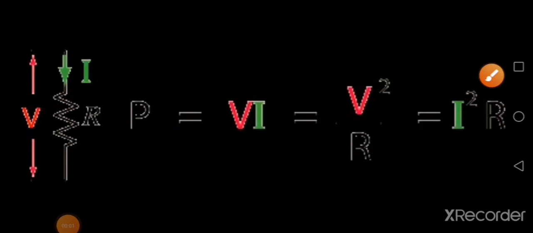Now coming to the equations of electrical power. Power is given by work done per unit time. The work done equation is V I into T. So the T in the numerator and the denominator will get cancelled, and you will have power P is equal to V into I. Isn't it?